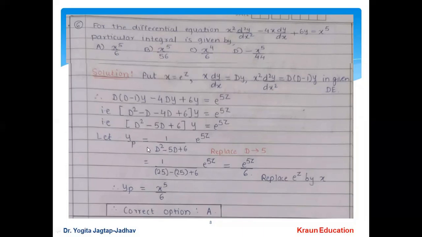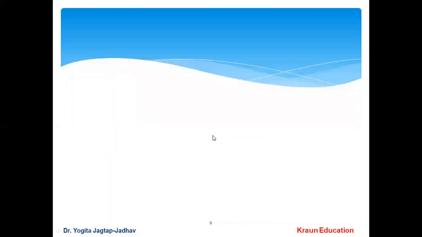Let yp be equal to 1 upon D square minus 5D plus 6 operating on e raised to 5z. By using the shortcut method for the exponential function, we have to replace D by a. a is equal to how much here? It is equal to 5. Therefore, replace D by 5. Here we get in the denominator 5 square, that is 25, minus 5 times 5, that is 25, plus 6. 25 cancels, and we get yp equal to e raised to 5z upon 6. Again, replacing e raised to z by x, we get yp equal to x raised to 5 upon 6. Therefore, the correct option is A option.